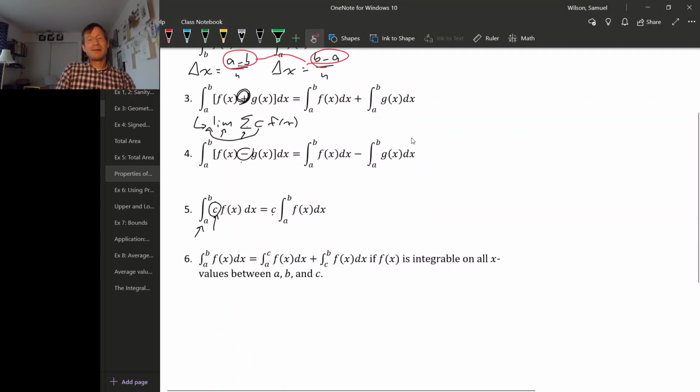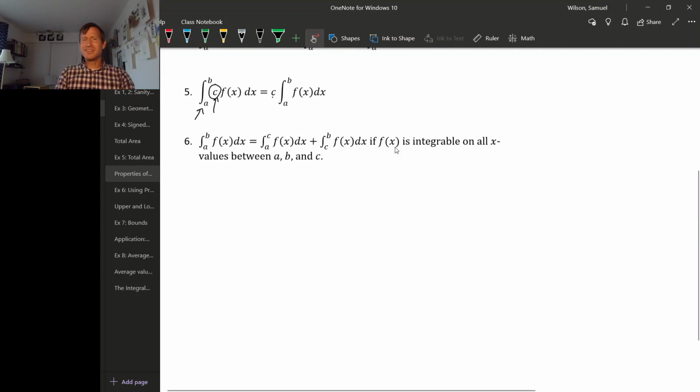All right, the last item in this list isn't totally obvious, so it's a pretty confusing formula. The integral from a to b of f of x dx is equal to the integral from a to c plus the integral from c to b for any choice of c here. This is true as long as your function has integrals, as long as all of these integrals actually exist.